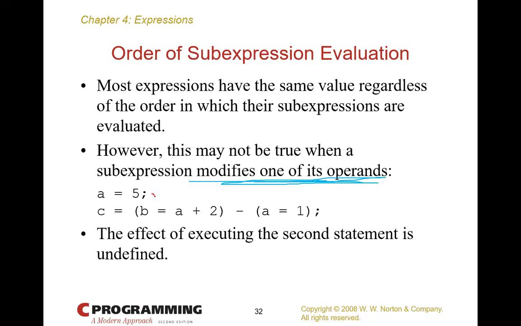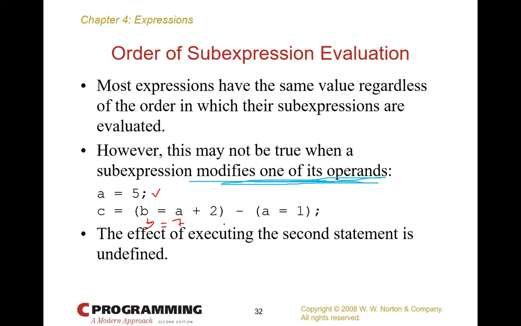So here is an example. A is equal to 5 here. At this point, we say B is equal to A plus 2. Okay, this is simple to get. A is 5. A plus 2 is 7, and that is the value of B. So B is equal to 7. Okay, this looks sensible.